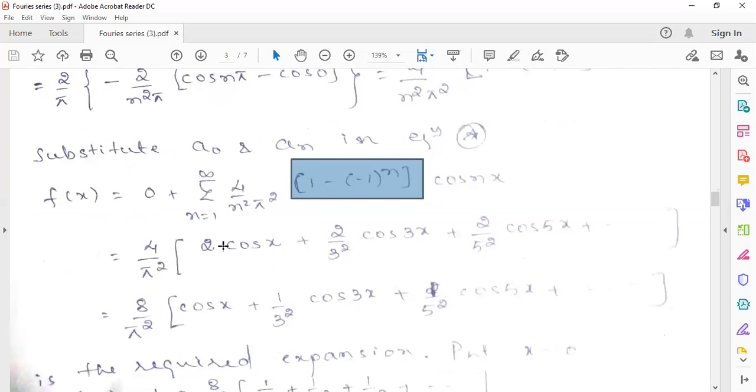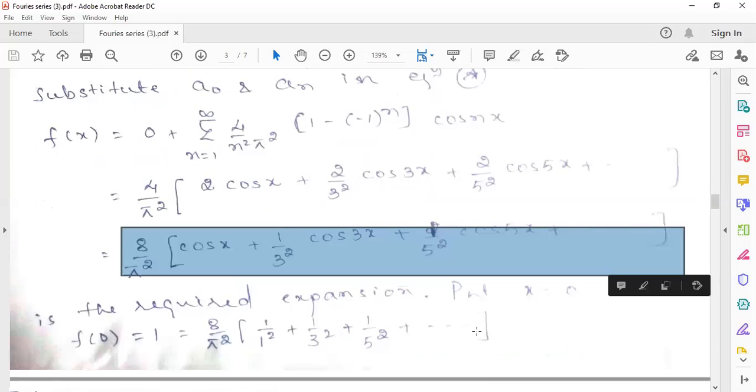Now we can take 2 common from all the terms. If you take 2 common, it will become 8 by pi square into cos x plus 1 by 3 square cos 3x plus 1 by 5 square cos 5x plus so on. So this is the required series expansion, the Fourier series expansion of the given function.